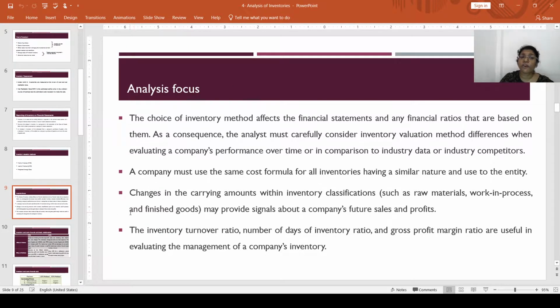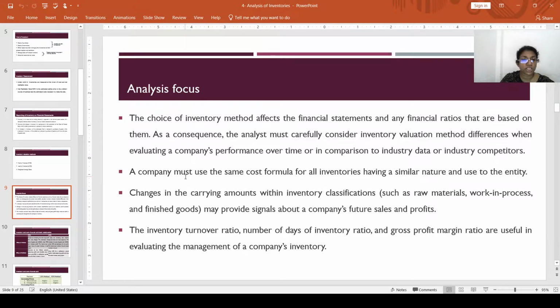So what is the focus of the analysis? The choice of inventory method affects the financial statements and any ratios that are based on them. As a consequence, the analyst must carefully consider the inventory valuation method when evaluating a company's performance over a period of time in comparison to the industry data as well as industry competitors.